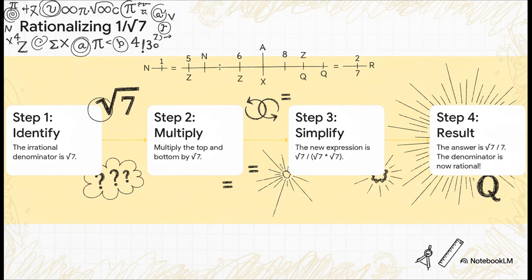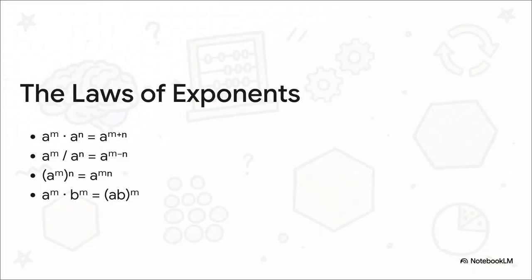And it's so simple. You just multiply the top and the bottom by that same square root. So we multiply by root 7 over root 7. On top, we get the square root of 7. On the bottom, root 7 times itself is just 7. And there you have it. The denominator is a nice, clean, rational number now. So much better.